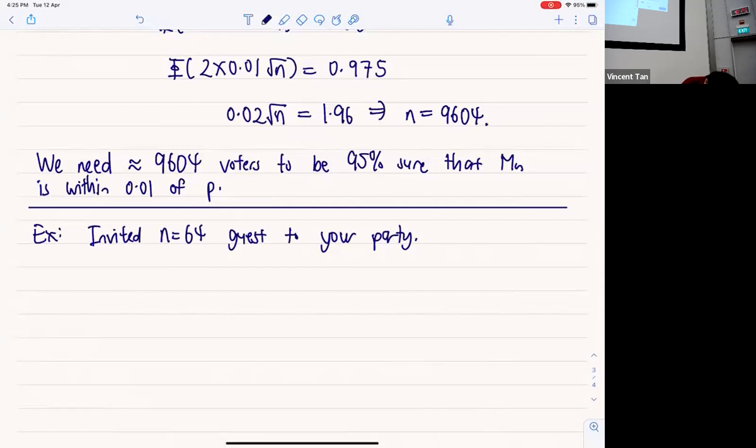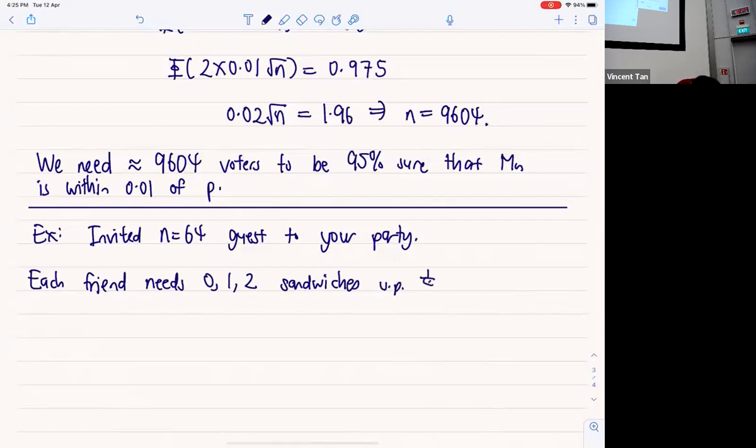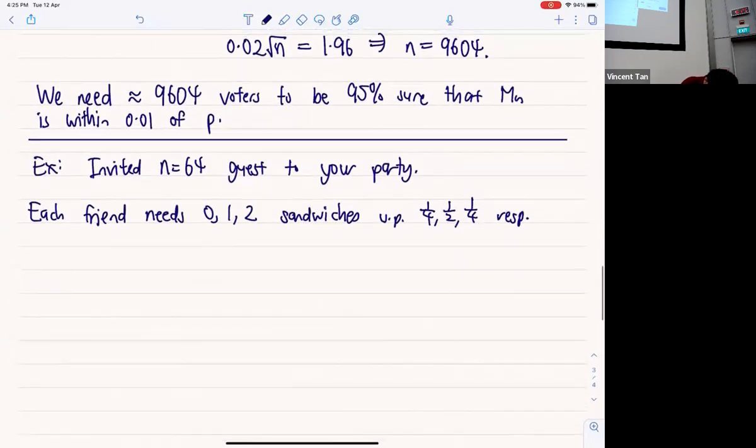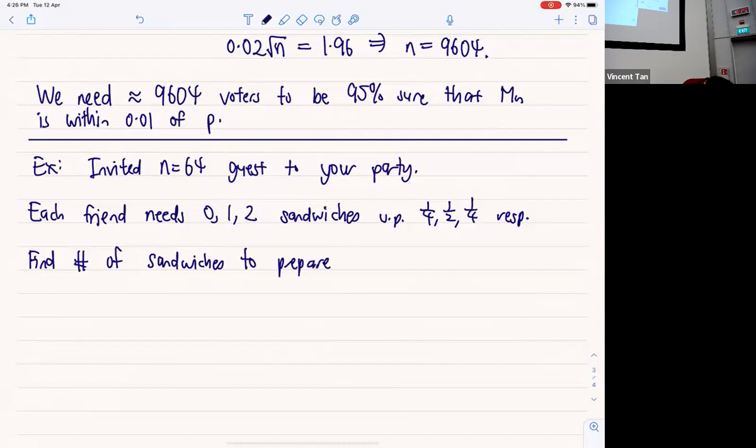Now you know that each friend needs 0, 1, or 2 sandwiches. Some people don't need to eat sandwiches, but each friend needs to eat 0, 1, or 2 sandwiches with probability 1/4, 1/2, and 1/4 respectively. So some people want to eat 2 sandwiches, and some people don't need to eat any. We are interested in finding the number of sandwiches we have to cook to prepare, so that with probability at least 95%, everyone will have enough, there's no shortage.